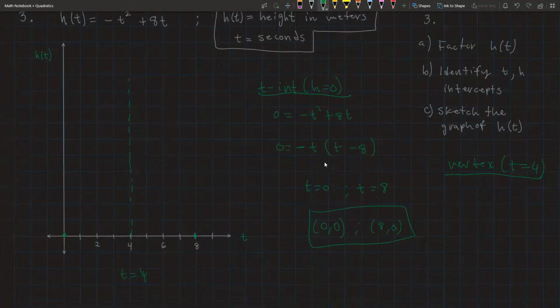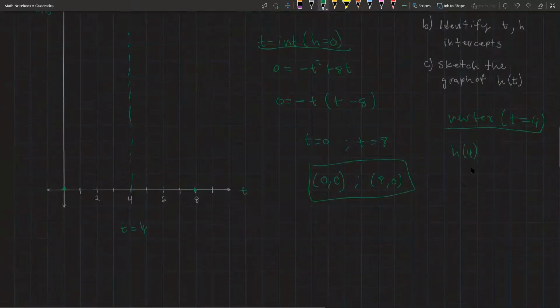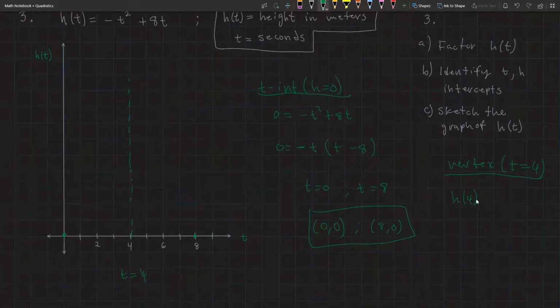I prefer the factored form so that we get h of 4. Notice how we're using that format now. The height when t equals 4 is going to be negative 4. We're using this factored form now. And then times 4 minus 8. So that is negative 4 times negative 4. So the height at 4 seconds is 16.